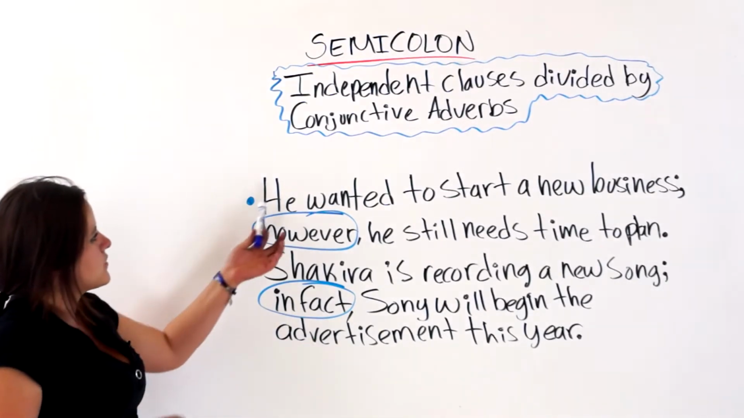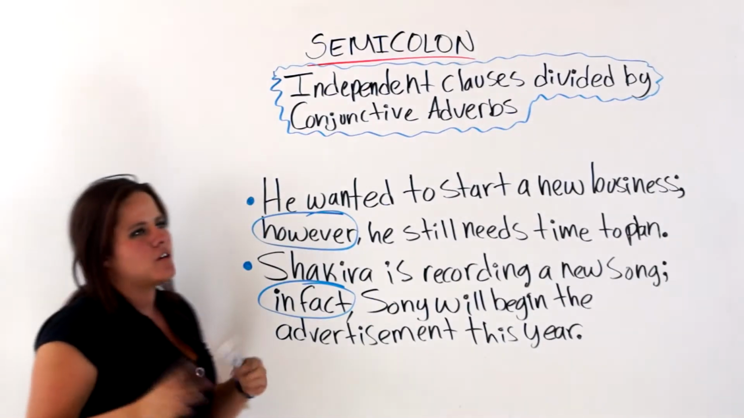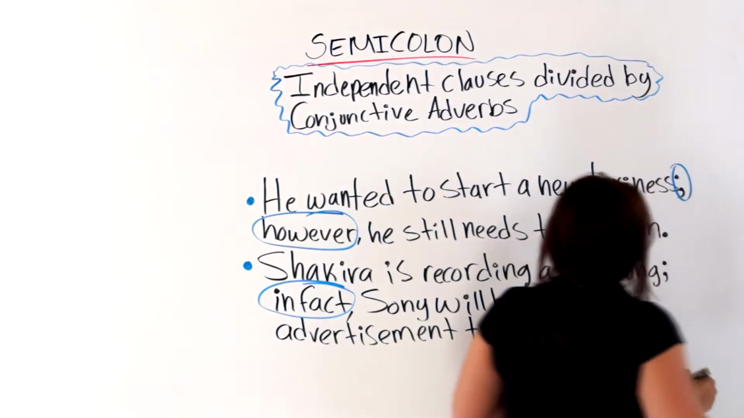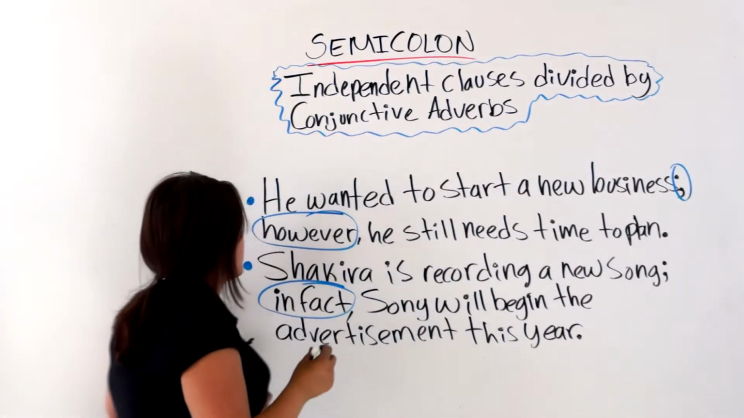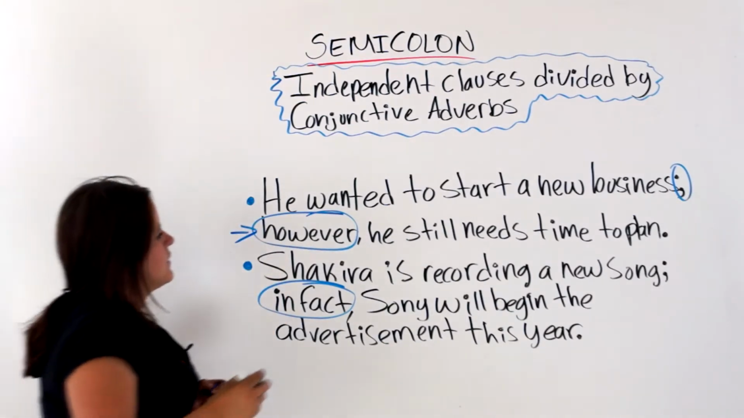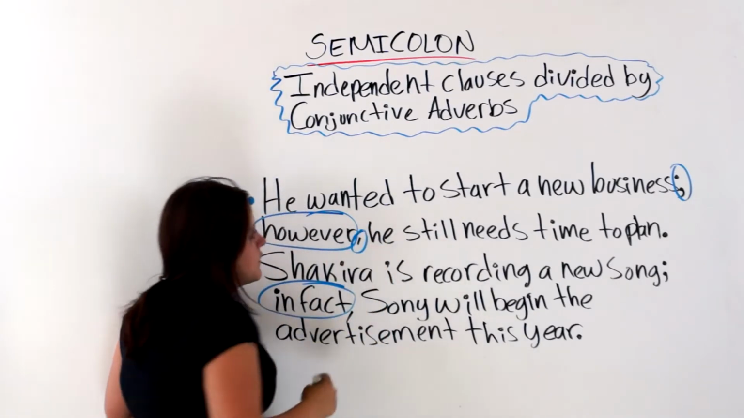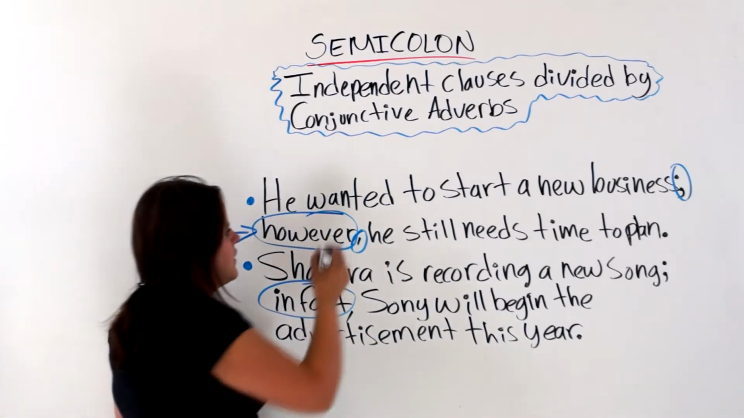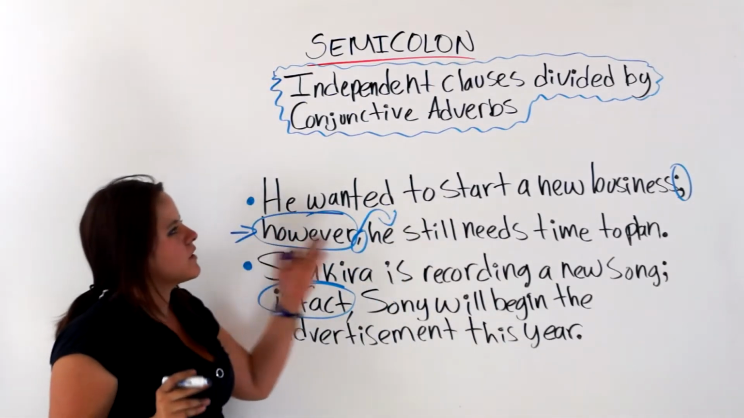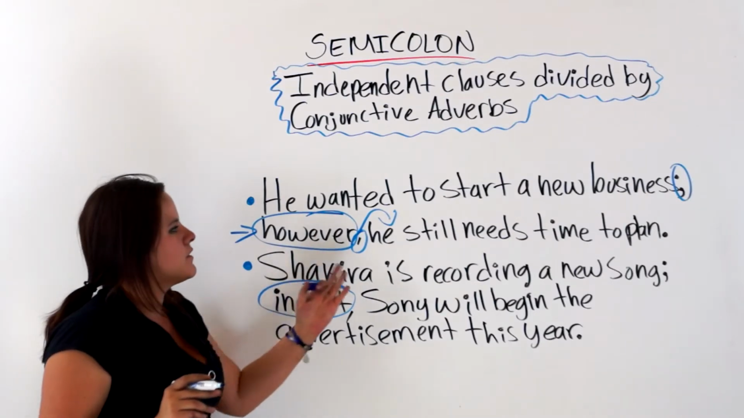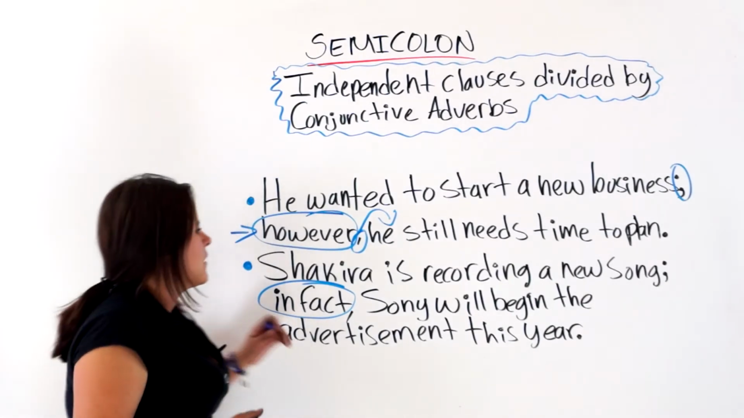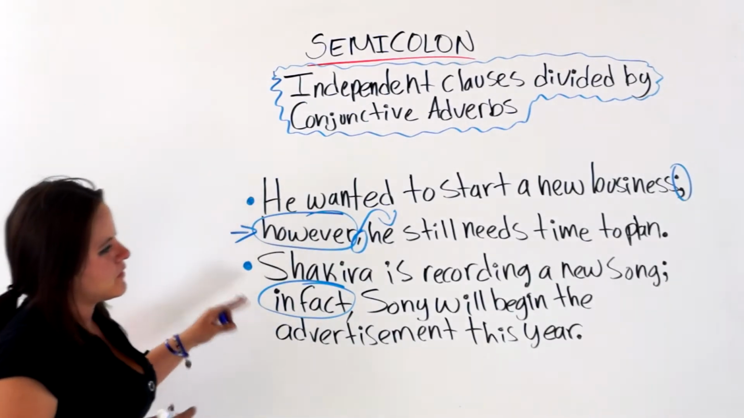As you can see, I have the first example that says he wanted to start a new business. We have our first independent clause, followed by a semicolon, which is also followed by a conjunctive adverb. And then the conjunctive adverb must be followed by a comma, and then introduce the next independent clause. He wanted to start a new business; however, he still needs time to plan. It is really simple.